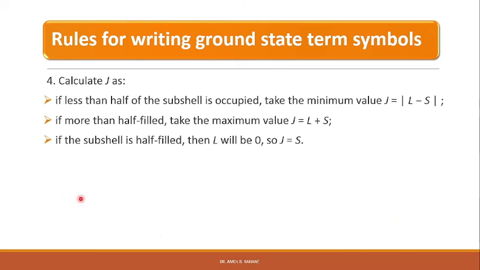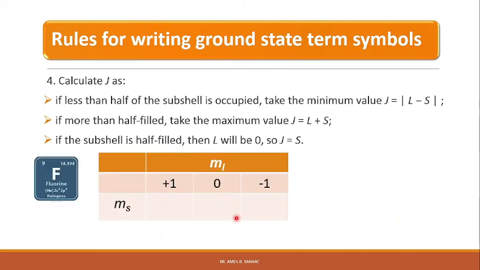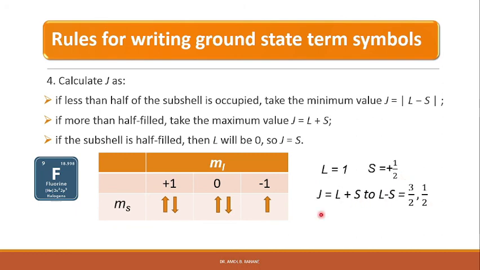Let us take an example of fluorine again. In the case of fluorine, we have 5 electrons in the p orbital, and L is equal to 1 and S is equal to plus half, and therefore J can take values from L plus S to L minus S. That means two values, 3 by 2 and 1 half. Which one will be lower in energy, that we can determine by using these three rules.